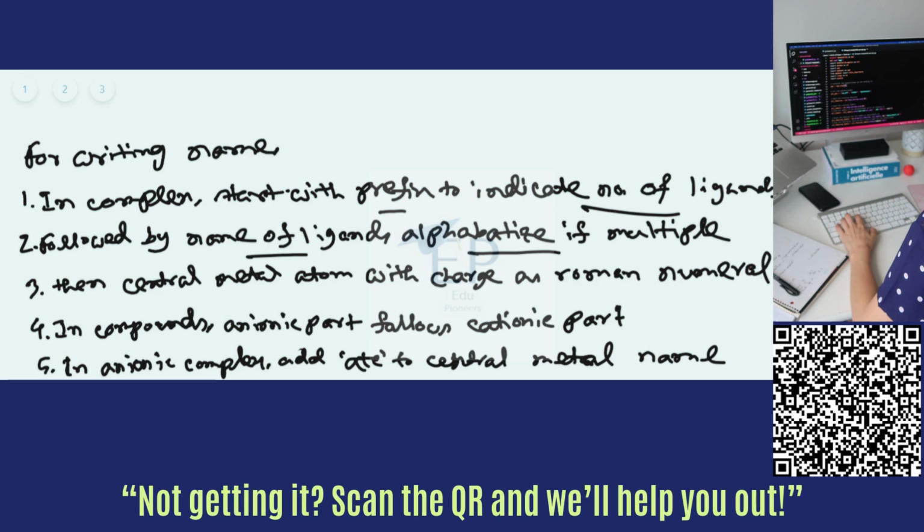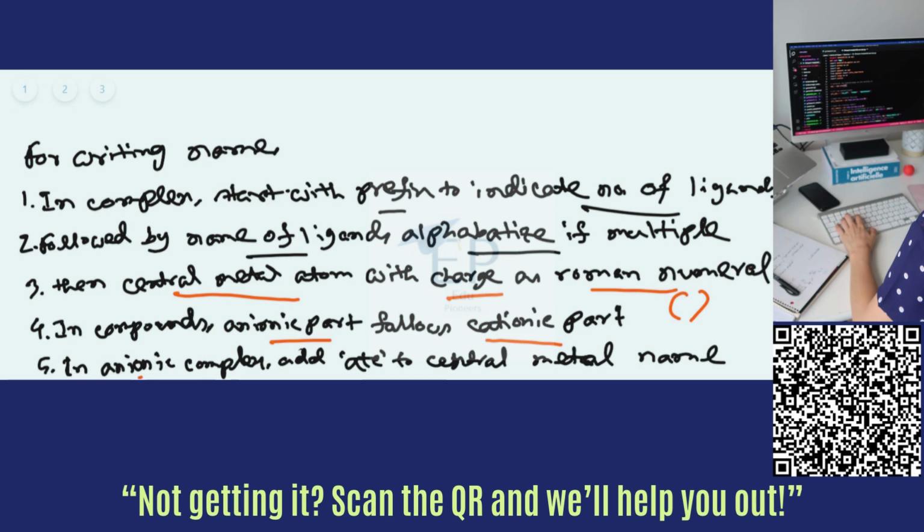And then finally we have to finish the name of the complex, writing the name of the central metal atom followed by its charge as a Roman numeral within a round bracket. And in case of compounds, we'll have to write the cationic part first and then the anionic part.